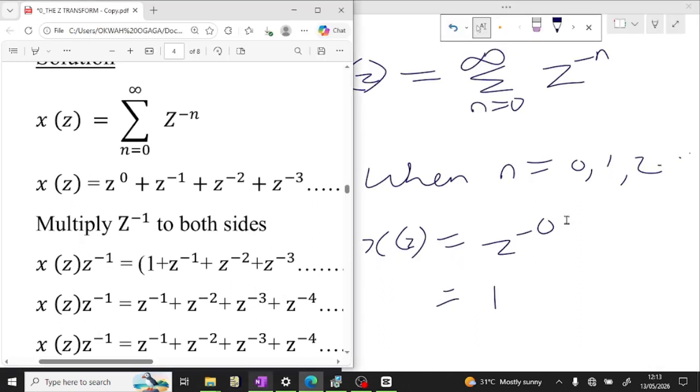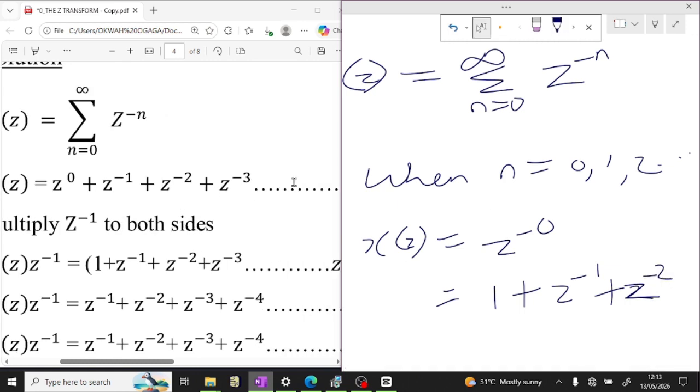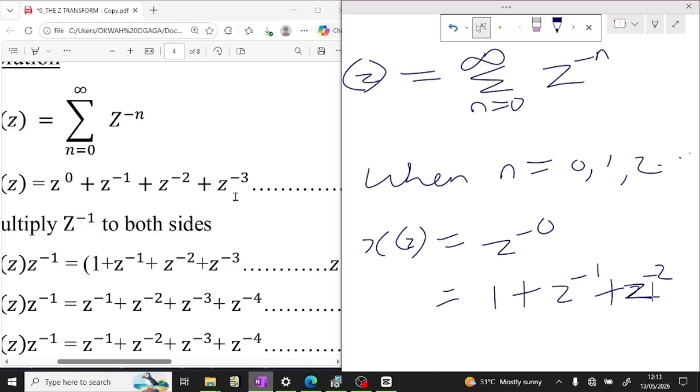Then for the second term, it will be z to the power minus 1, where n is 1 now. The third term, n is 2, so the third term will be z to the power minus 2. And then z to the power minus 3, and so on until you have z to the power minus n. Okay, so that's equation 1.